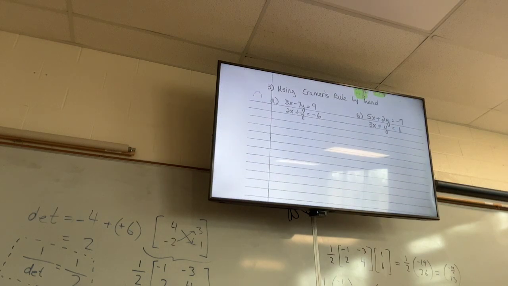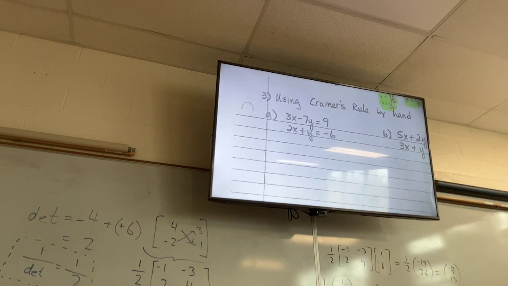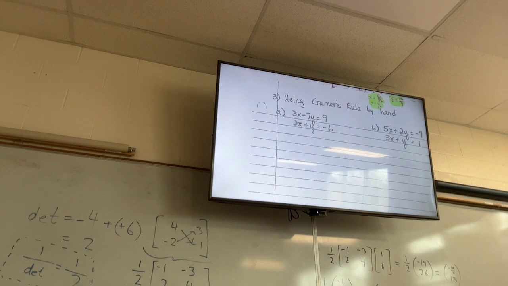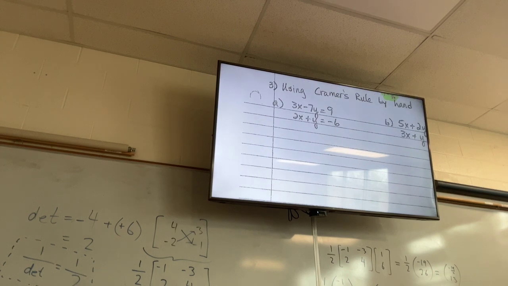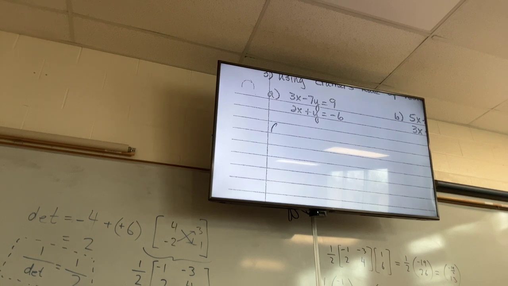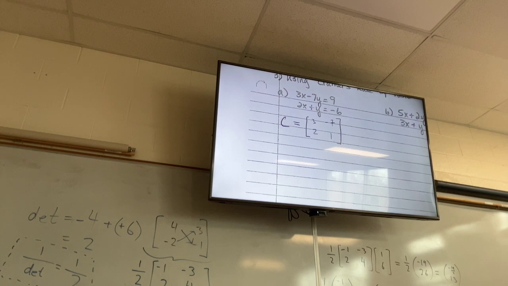All right, using Cramer's rule by hand. Here's how you do this. I'm going to need to define some matrices here. Let's call this C. This is just to make this my coefficient matrix. That's just my coefficients, right?